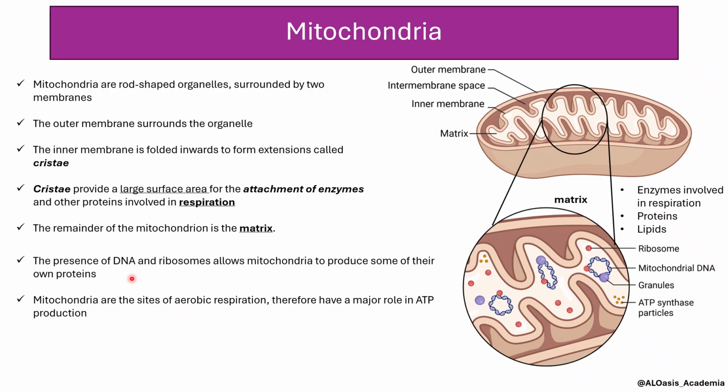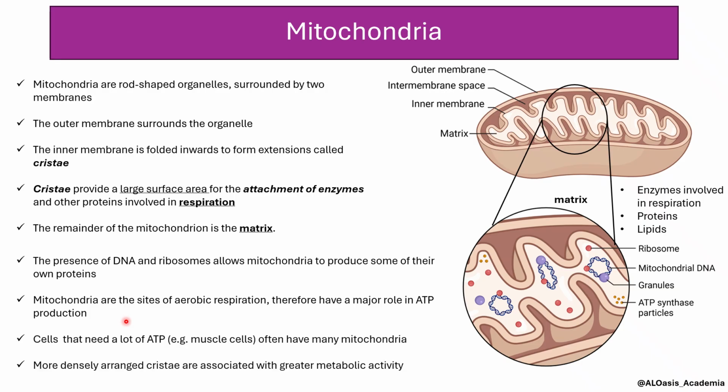because they have ribosomes and DNA. Also, mitochondria is the main site of aerobic respiration, therefore it has a major role in ATP production. That's why mitochondria are considered to be one of the main things that are important for producing a large amount of ATP for the cell, because it's the main site for the aerobic respiration. Also, some cells might need more ATP than other cells. So for example, muscle cells, because for muscle contractions, they use a lot of ATP. So these types of cells would have more mitochondria than other cells, like for example, lung cells.